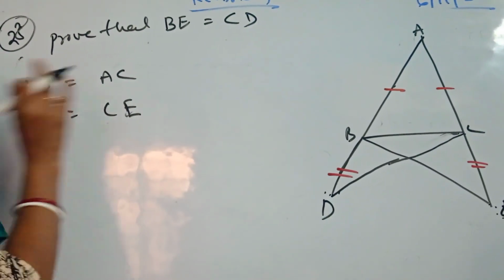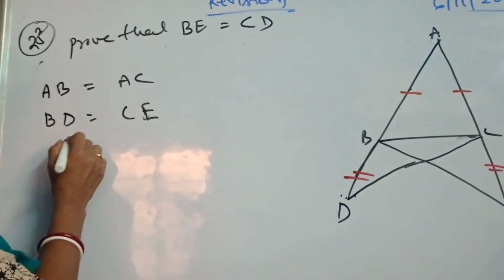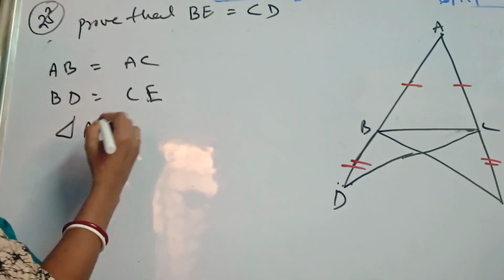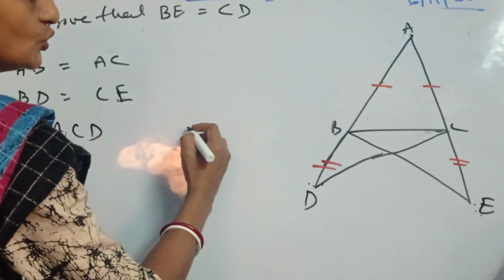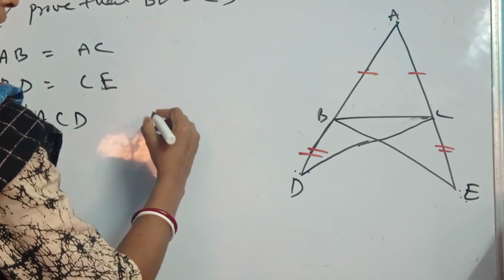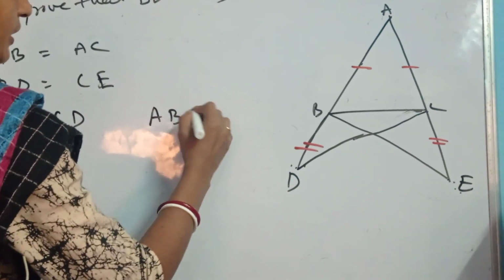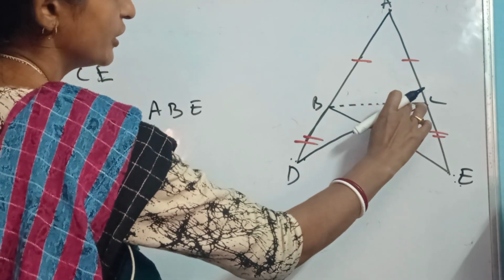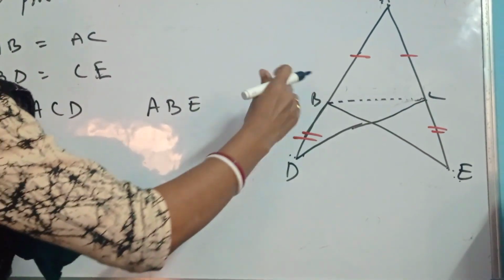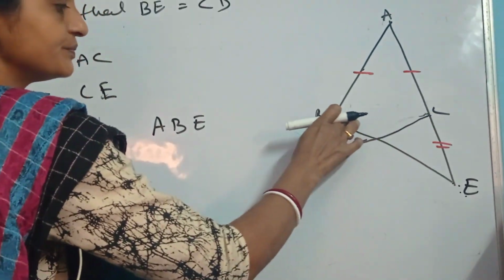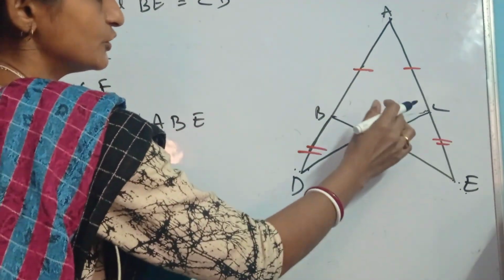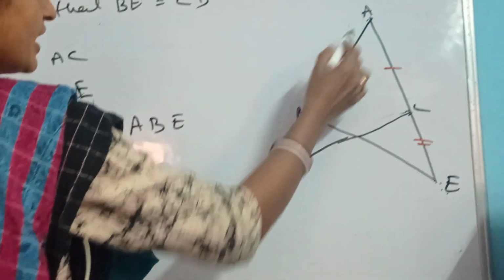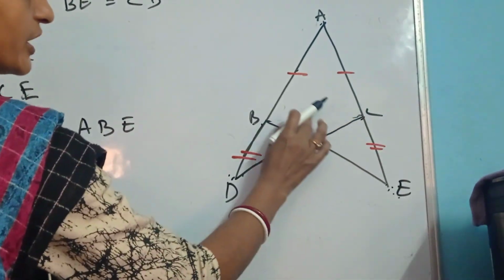Here I will consider two triangles. First, let's take one triangle ACD. Another triangle is ABE. So for your understanding, let me rub this part. Forget about this line. So what you are getting? I am rubbing this one. You are getting two triangles. One is ACD. Another one is ABE. These two triangles you have got.